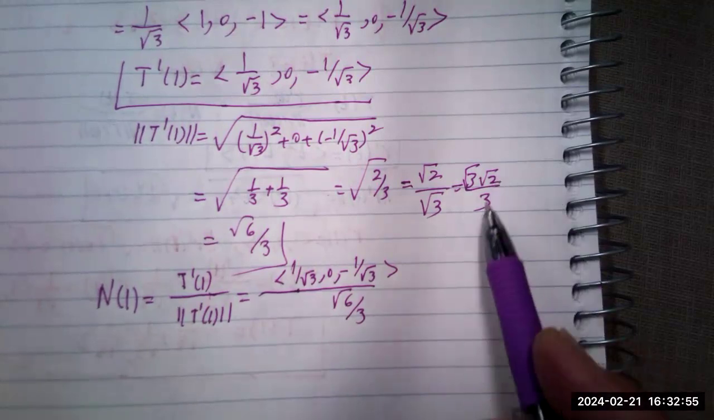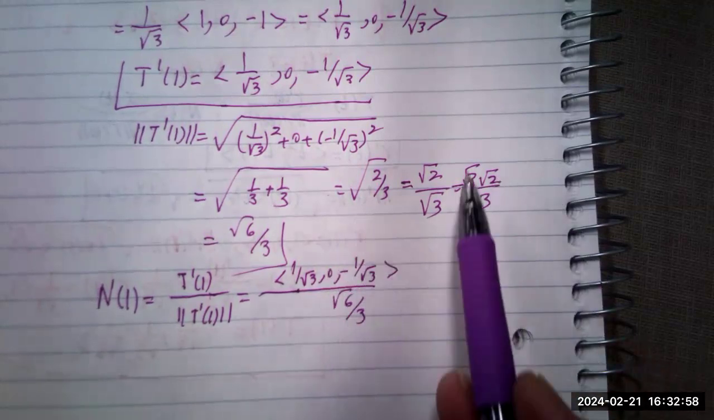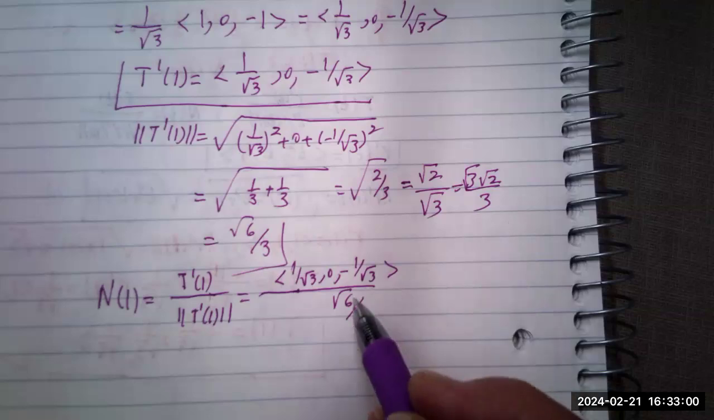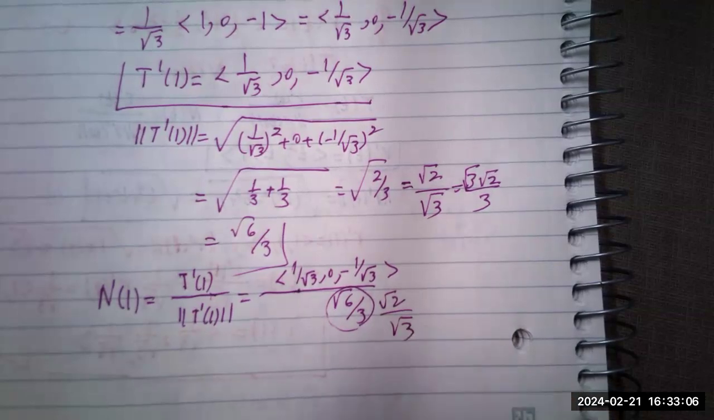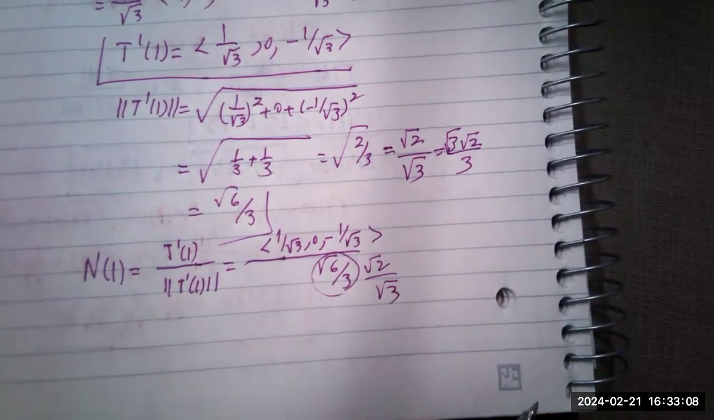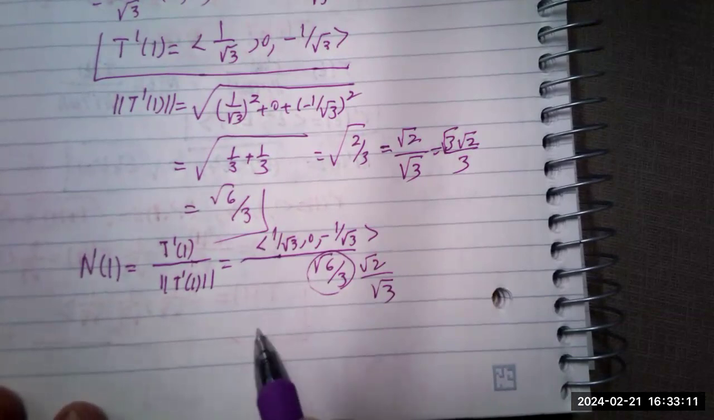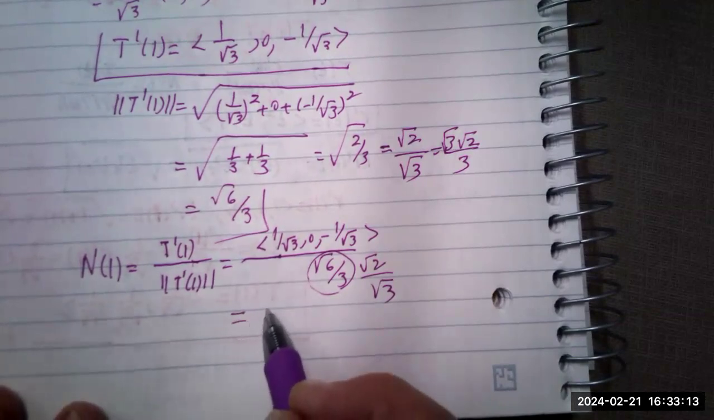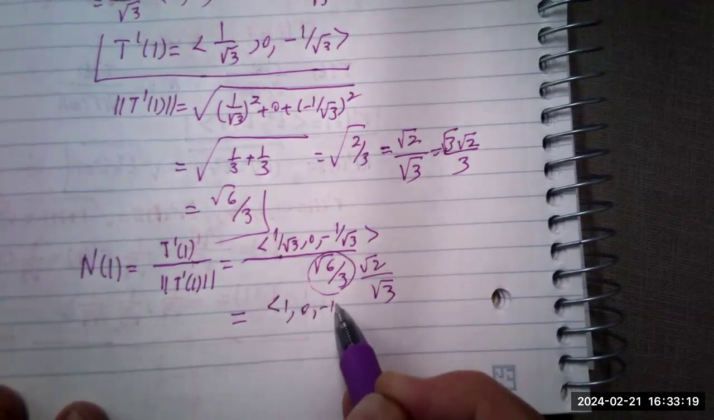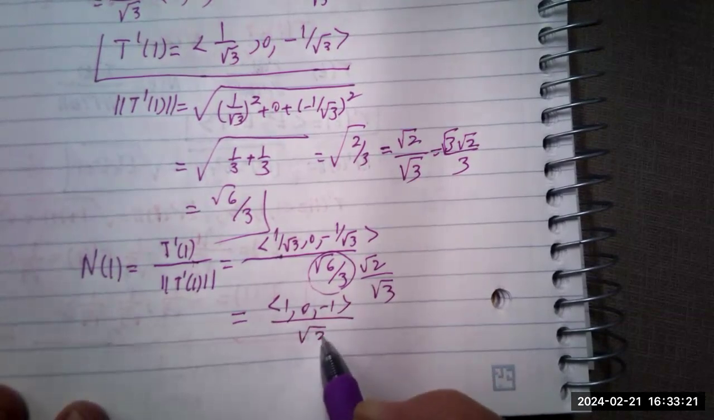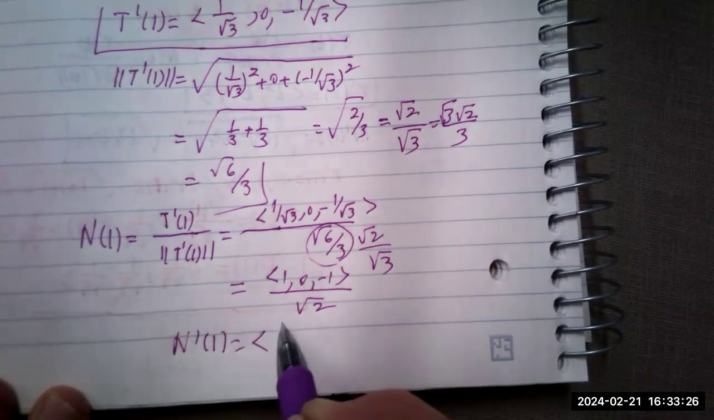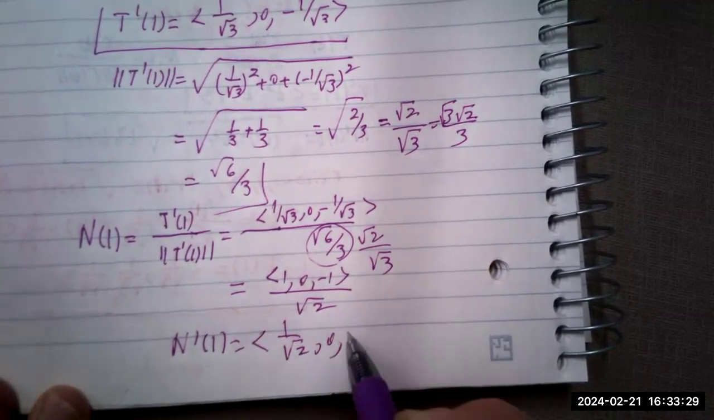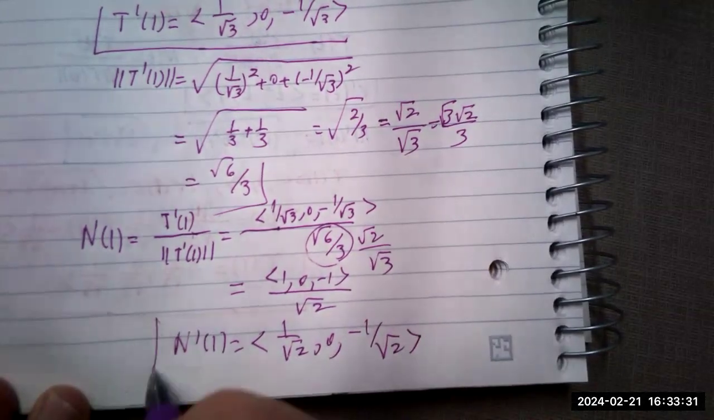I just want to make sure I didn't make any mistake. If you keep it as radical 2 over radical 3, that would be better. Quickly, all those radical 3s will disappear, and you get the numbers right. So the radical 3 would disappear, so the top would be 1, 0, negative 1. The bottom one would be radical 2. So finally, this is the normal vector: 1 over radical 2, 0, and negative 1 over radical 2.